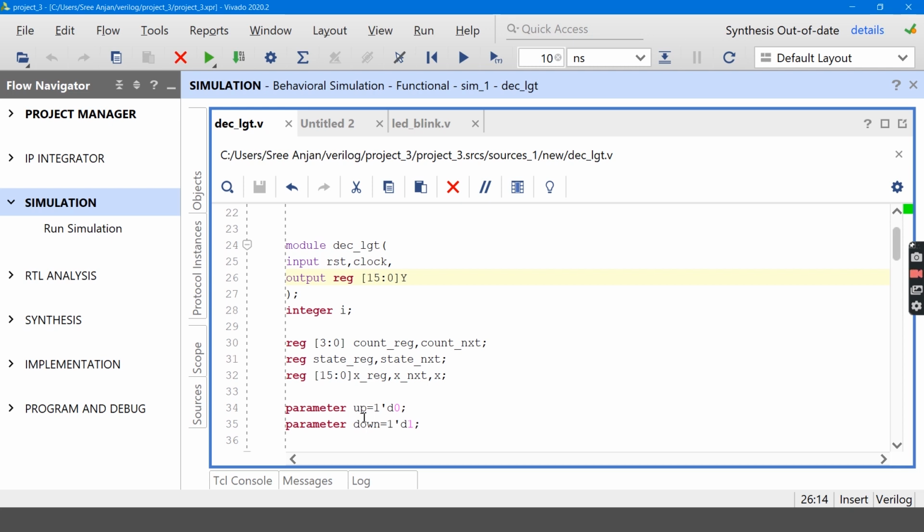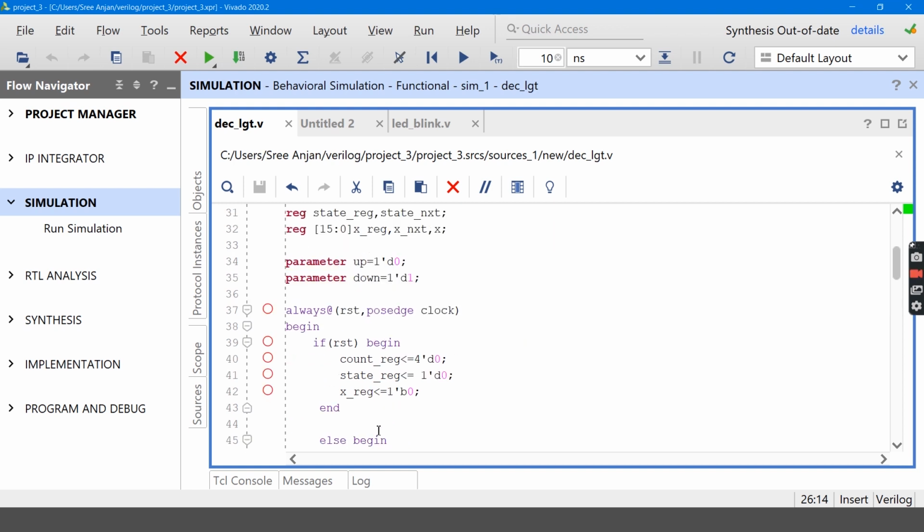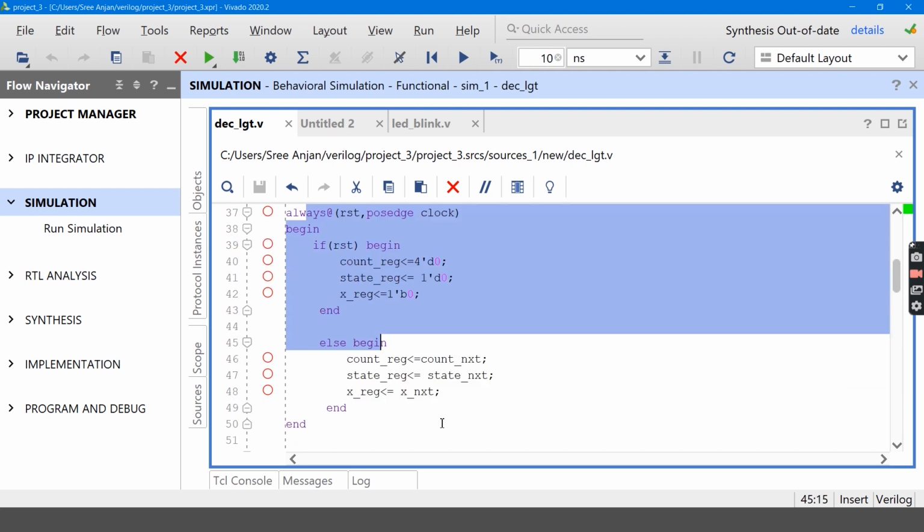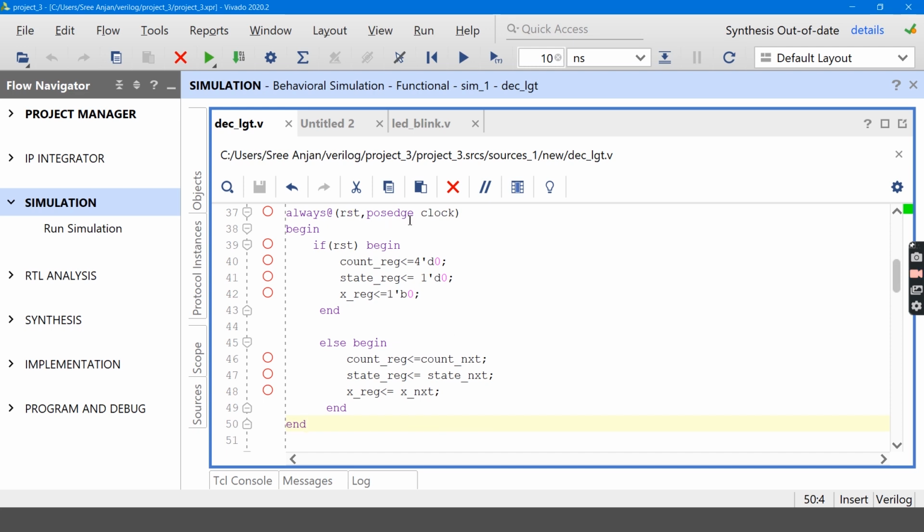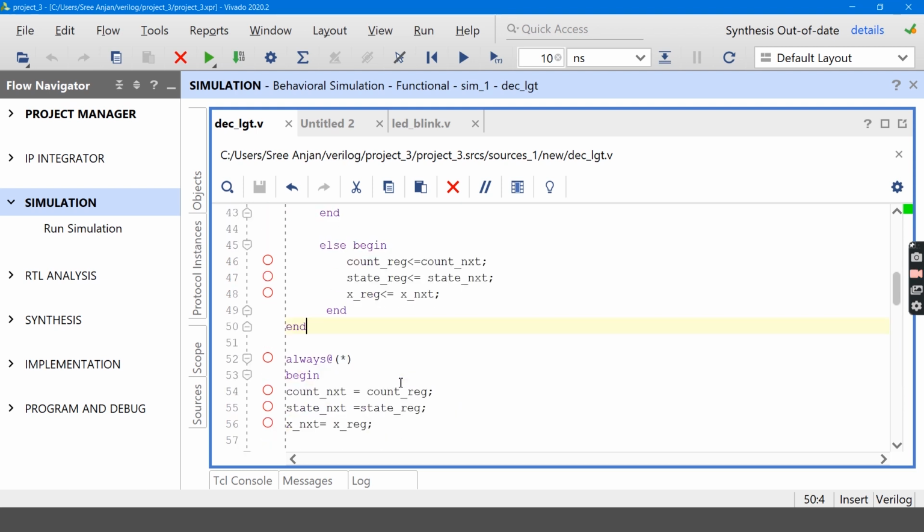I took the parameters as up and down instead of on and off. You can also take above and below, it's up to you. Here I declared the always block similar to the LED blink video, and for every clock edge there will be a reset. If the reset is equal to 1, count, state, and LED registers, you can also call it X or anything, will be 0. Or else the present state gets the future state value: count next is given to count, state next to state, and X next to X. And here the always block ended.